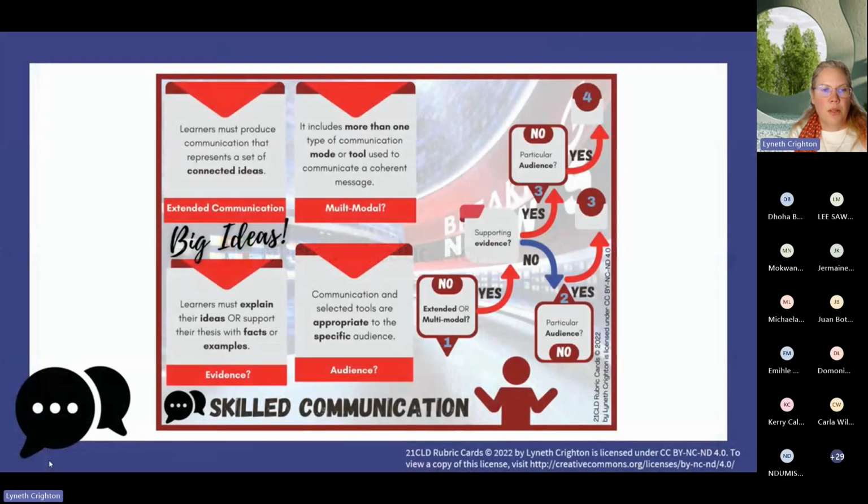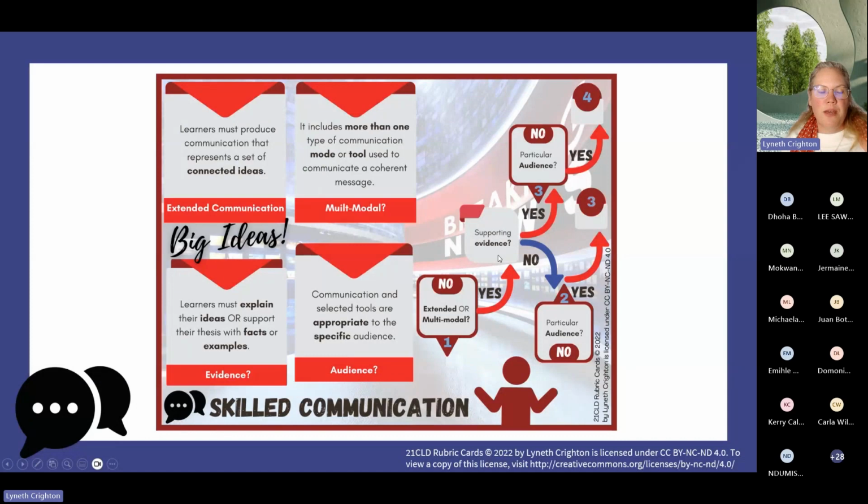So here are the big ideas of skilled communication. It's extended or multimodal, so it's communication that represents a set of connected ideas, or it uses more than one type of communication. Hence why I think of a news broadcast having all the different modes, and it connects the ideas. The second level is very different in the kind of rubric.